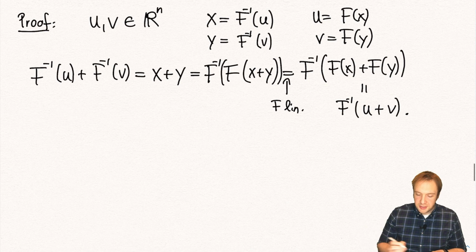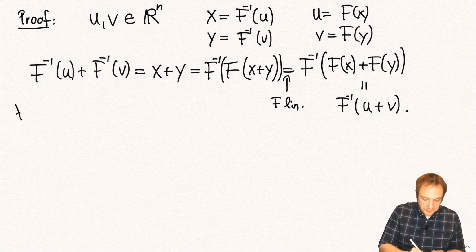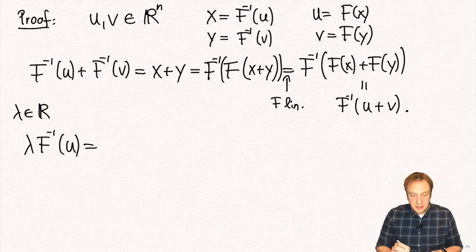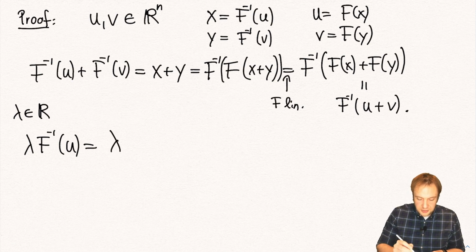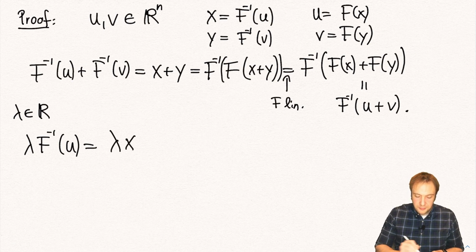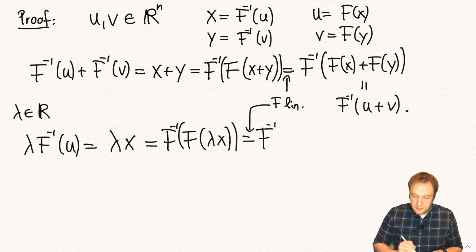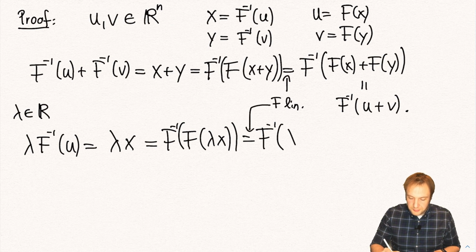Now we need to check the second condition, where we have the scalar lambda. So we want to see what is lambda times f inverse of u. With the same trick, this is just lambda of x, and here I can again apply f and then f inverse. And inside I use that f is linear. So this here is lambda times f of x.